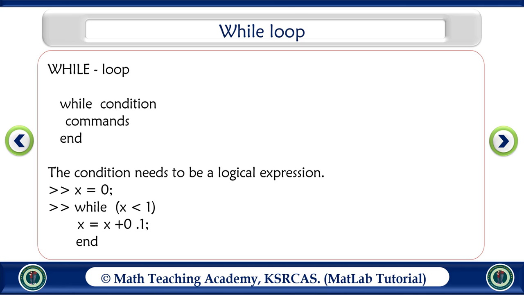When the end statement is executed, the control will be transferred again to the while command. Now the value of x is 0.1, which is compared with 1. 0.1 less than 1 is true. That is why again the statement x = x + 0.1 is executed, so x = 0.1 plus 0.1 is equal to 0.2. That 0.2 is stored to the variable x, and then control will transfer to the next statement, that is end.